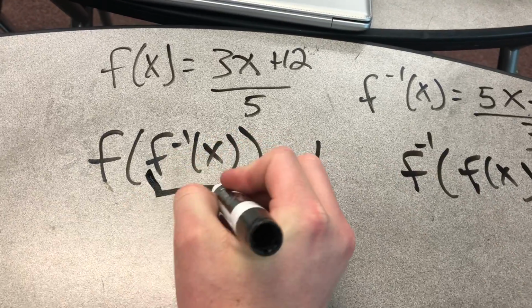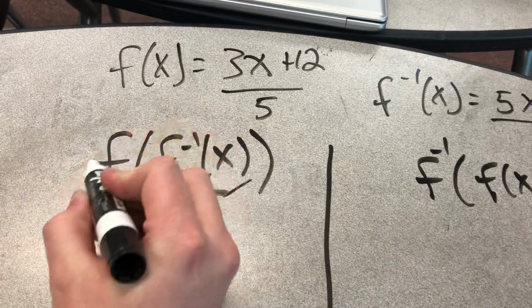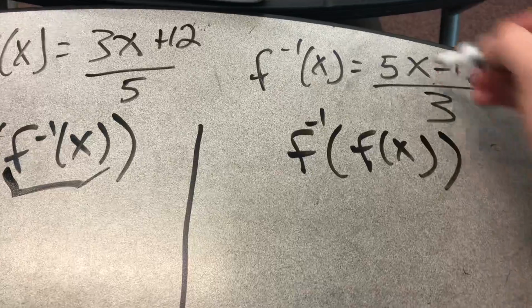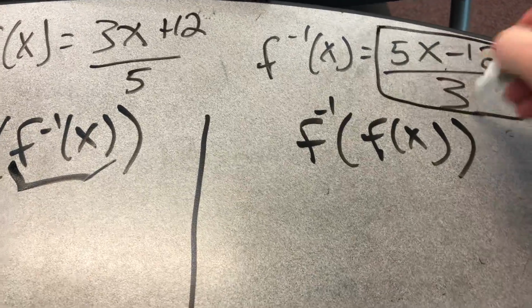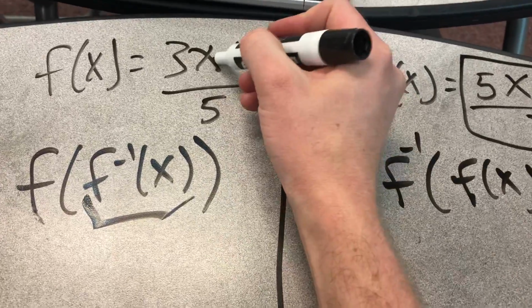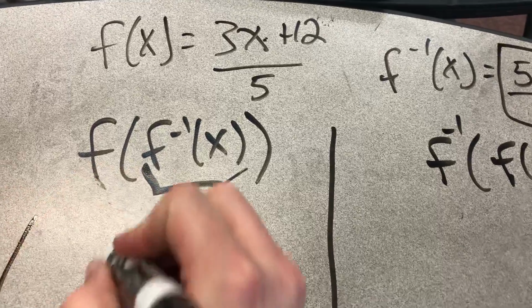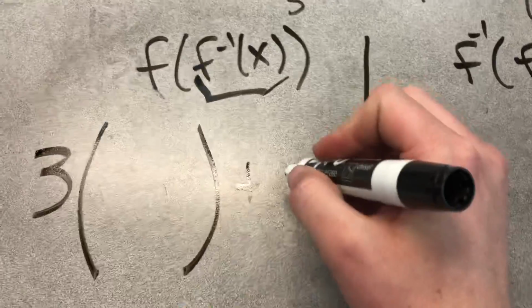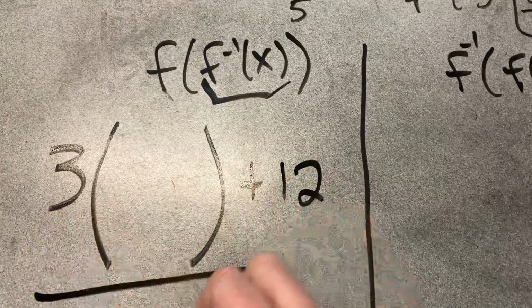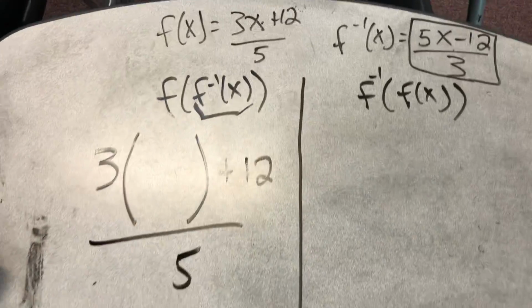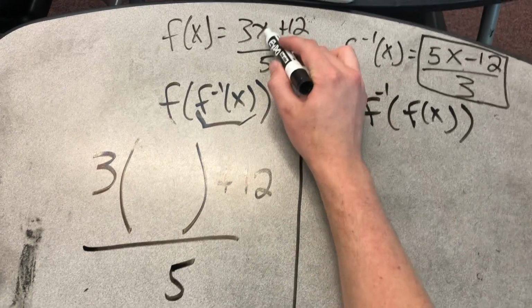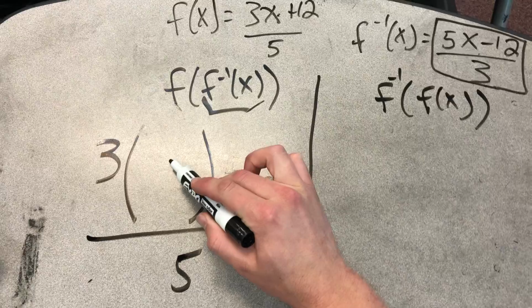The first time, we're gonna take the inverse function and plug it into the original. So we're gonna take our inverse function over here, take that whole weird fraction, and plug it in for the x that we see up here. So I'm gonna take that original, 3, and I'm gonna make a nice big parentheses, plus 12 over 5. So all I've done so far is I took that original function and I made that into a huge parentheses.